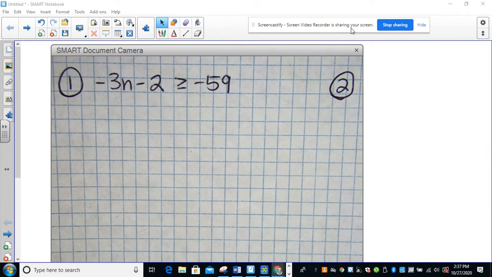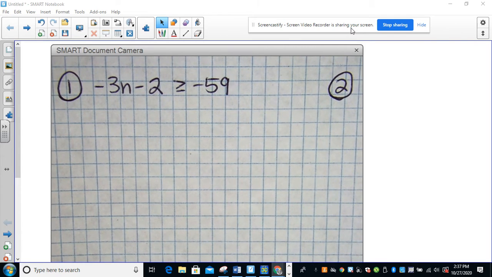Here are some solving inequality problems and then putting them on a number line. Some extra practice. So if you want, pause each time and copy the problem and then try it on your own, and then you can go back and check yourself with my work.